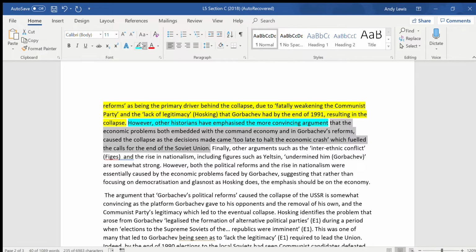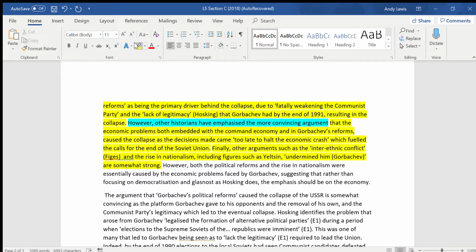And then they go on to say where that's found, so that the economic problems both embedded with the command economy in Gorbachev's reforms caused the collapse as the decisions made came, quote, too late to halt the economic crash, which fueled the calls for the end of the Soviet Union. So whilst they haven't explicitly linked that to the source, they should have really linked that to extract 2, but there we go. They've still extracted that argument. But that idea of evaluation is there, where they've said actually they find something else more convincing. Then they identify the third argument they're going to be talking about.